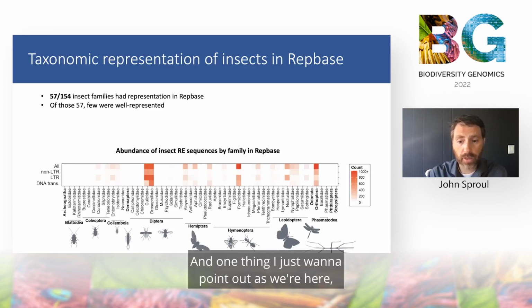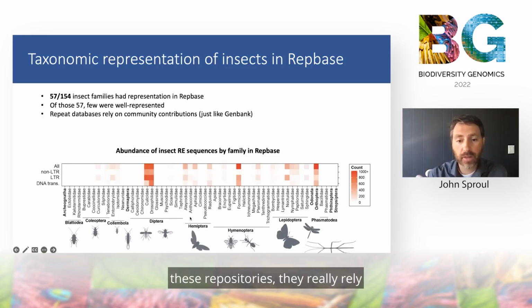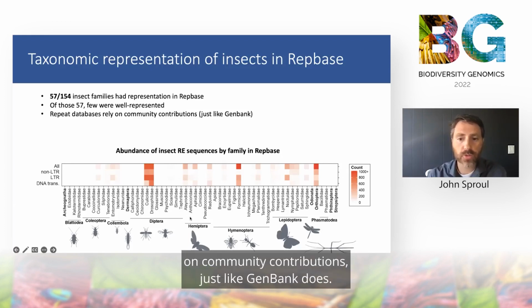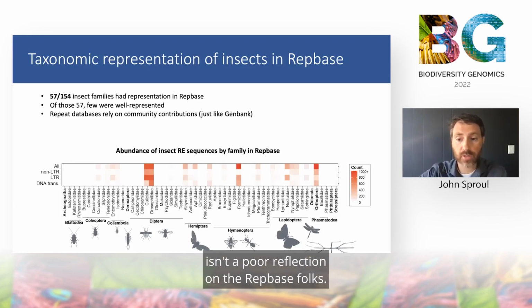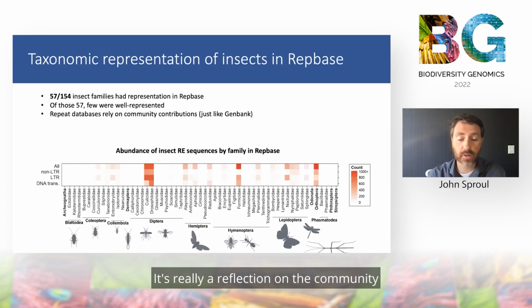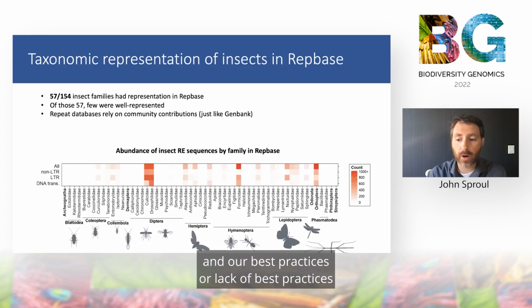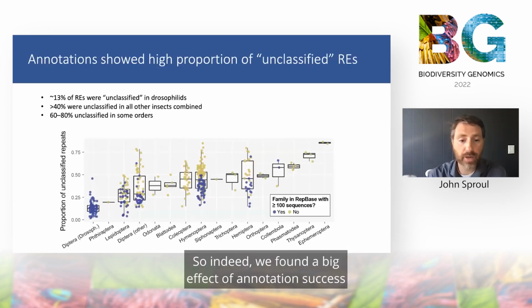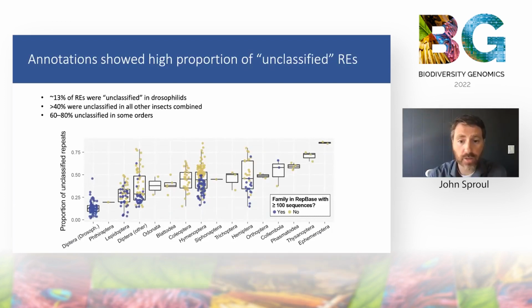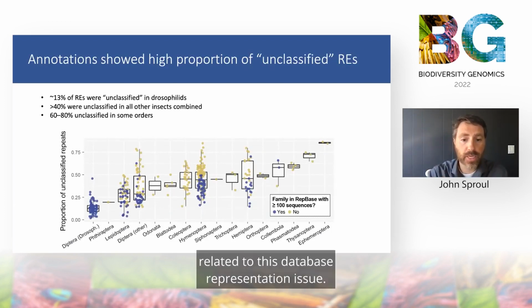And one thing I just want to point out as we're here, these repositories really rely on community contributions, just like GenBank does. And so this poor representation isn't a poor reflection on the Repbase folks. It's really a reflection on the community and our best practices, or lack of best practices, in supporting these resources. So indeed, we found a big effect on annotation success related to this database representation issue.